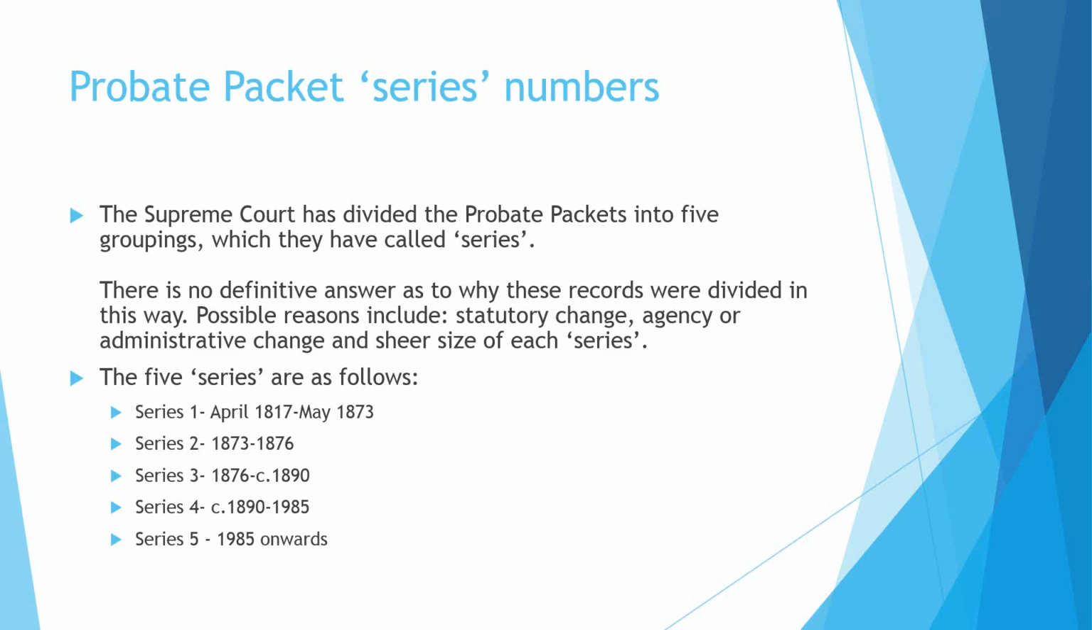The Supreme Court has divided the probate packets into 5 groupings, which they call series. And pretty much we don't know why, possibly because of the size of each series, possibly because of some sort of statutory change or in-house change at the Supreme Court, who knows. But anyway, you can see that there's 5 different series there. The first one's 1817 to 1873. By far the biggest would be Series 4, which is 1890 to 1985.